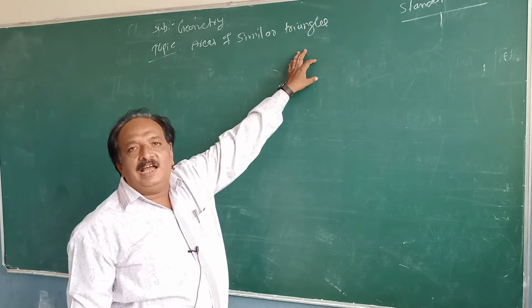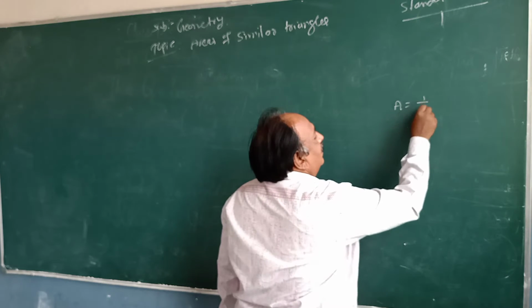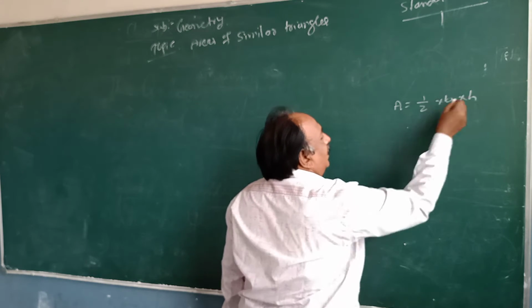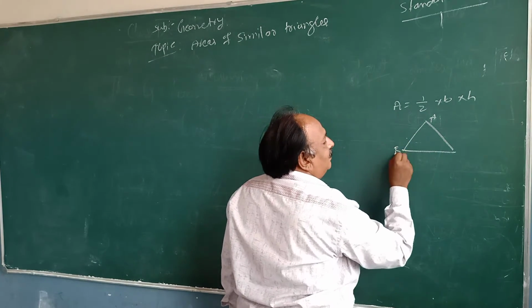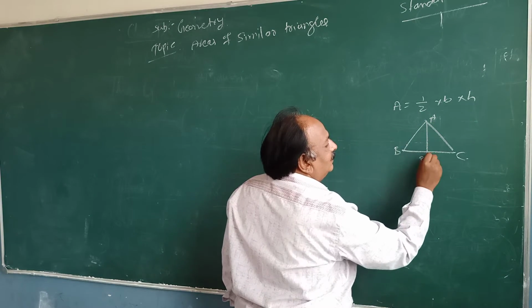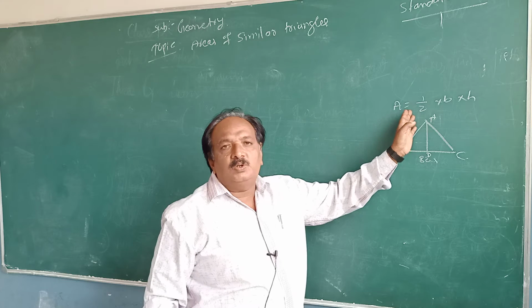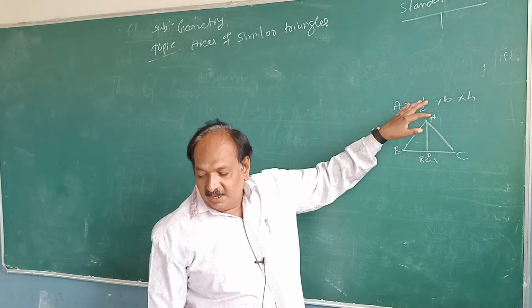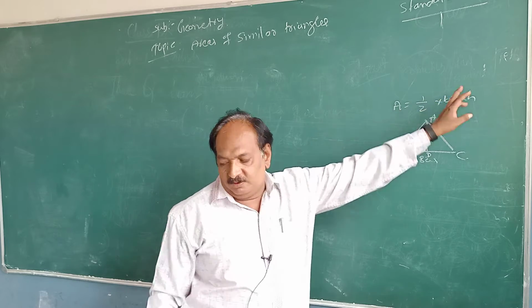Areas. Do you know the area? What is the formula for area? Area of the triangle is half into base into height. This is triangle ABC. BC is called the base. AD is called the height. The formula to find the area of the triangle is equal to half into base into height.